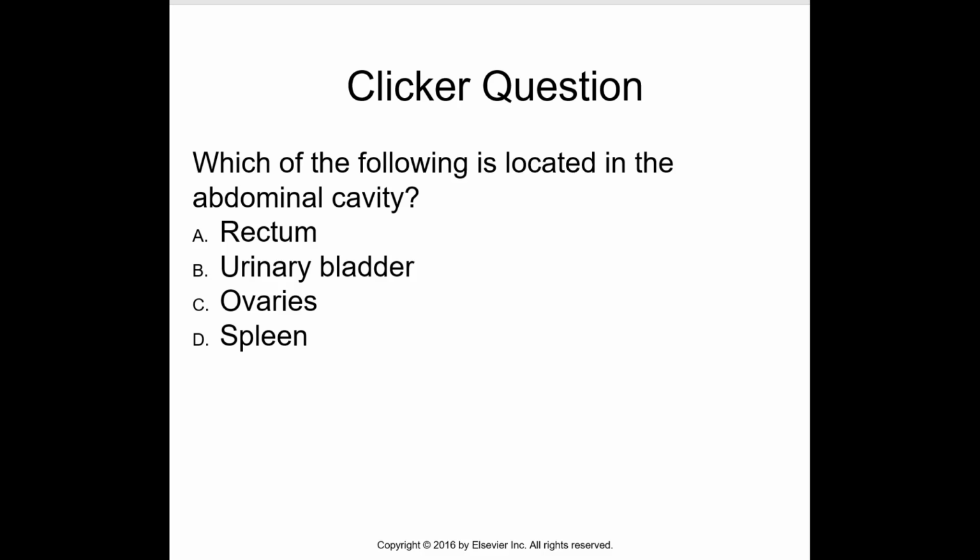Which of the following is located in the abdominal cavity? And the answer is D, spleen.